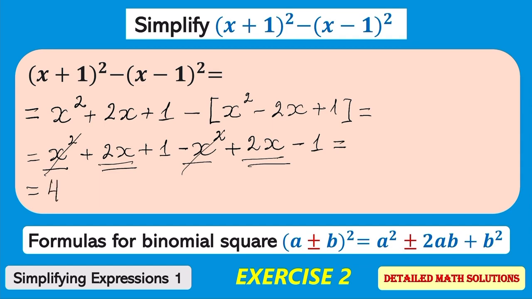Then I have 2x and 2x makes 4x. And what I have left is plus 1, minus 1, which also cancel out, because their sum equals 0, because they're the same term with opposite signs. Therefore, when we simplify this expression, it equals 4x, which is the final answer for this exercise.